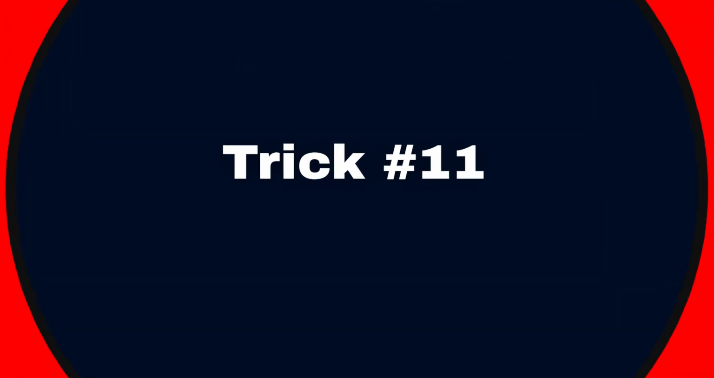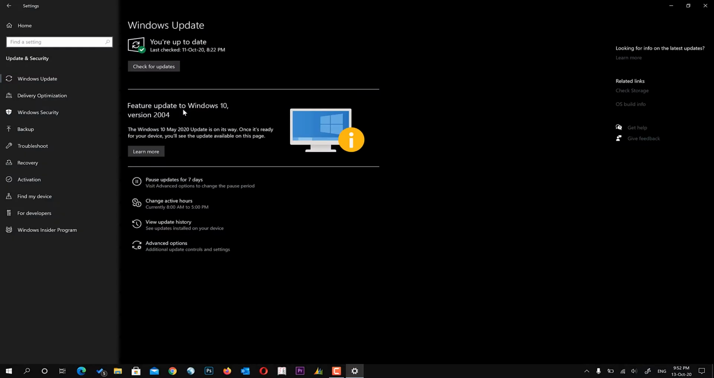Changing active hours for Windows Update. Believe it or not, Windows Update eats up resources when it runs in the background. We can configure it to run only at a specific time when the device is not in operation. To configure Windows Update to run only at a specific hour, we just need to open Windows Update.